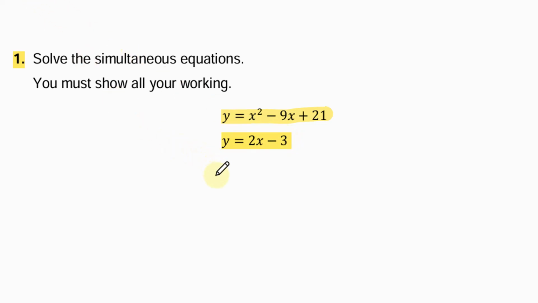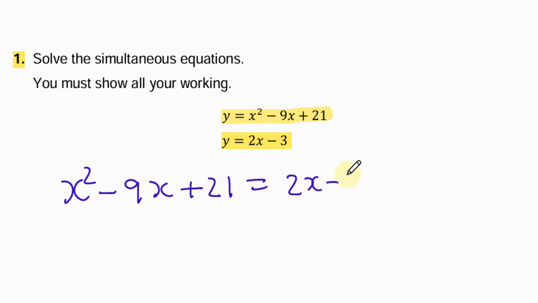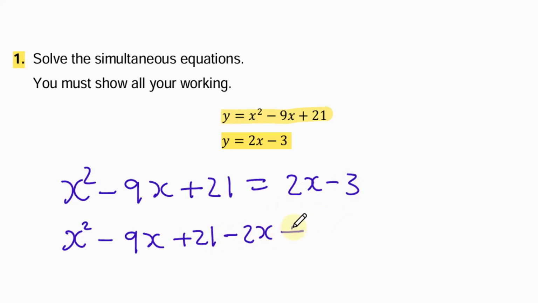The first thing to note here is that both equations are in the form y equals. So when this is the case, we simply make the right-hand sides of the equations equal. So we let x squared minus 9x plus 21 equal to 2x minus 3. We want to solve this equation, so we're going to bring all our terms to the left-hand side. So minus 2x plus 3, and this is equal to 0.